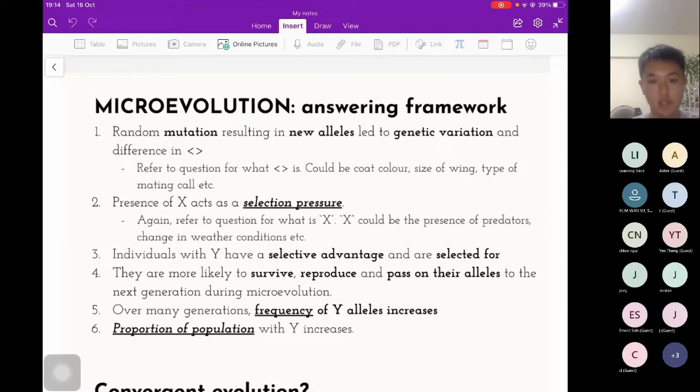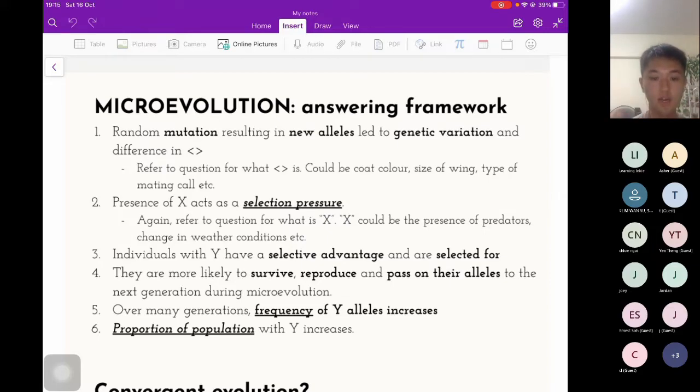So the presence of X acts as a selection pressure, and the X could be the presence of predators, a change in weather conditions, or, for example, an example would be the industrial evolution with your white and black peppered moths, if you all have that in your lecture notes. So individuals with Y have a selective advantage and are selected for. So it's the same, if you look at it, it's the same as macroevolution, just that now it doesn't result in a new species, right? It just leads to a change in allele frequency.